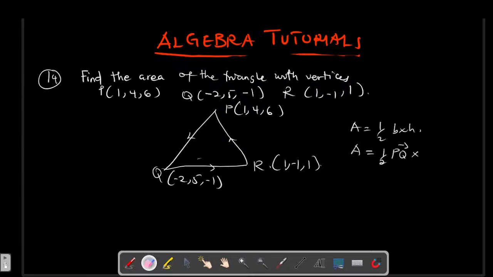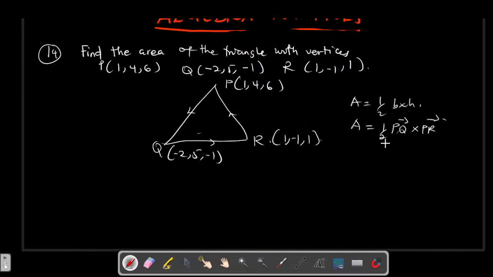So now we've seen that the formula is A is equal to half PQ cross PR, right? So for us to find the area, we simply need vector PQ, vector PR, then we find a cross product. This is absolute, okay? So we need the magnitude. Now the first thing we have to do is to find our vectors PQ and PR.